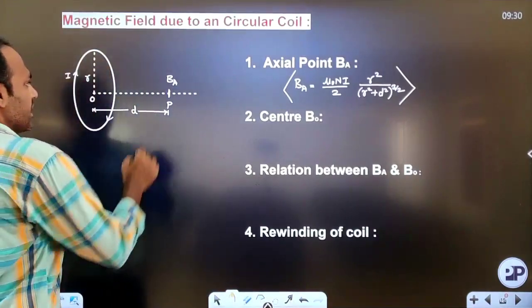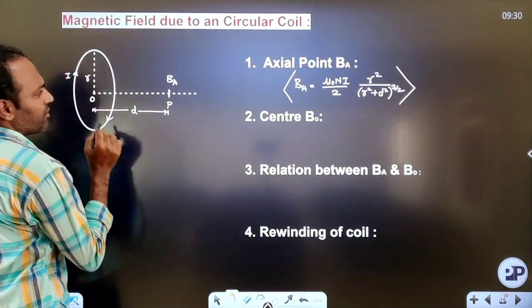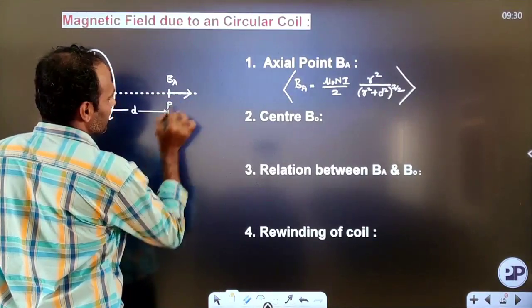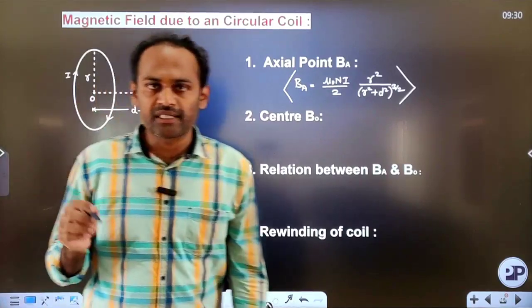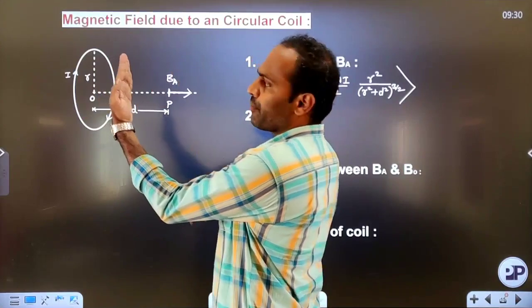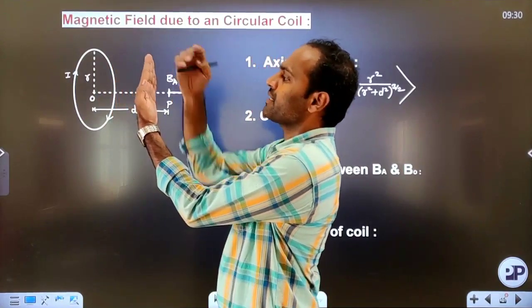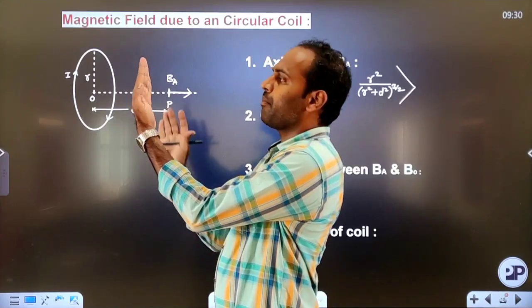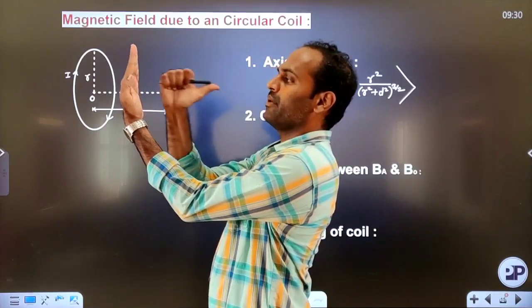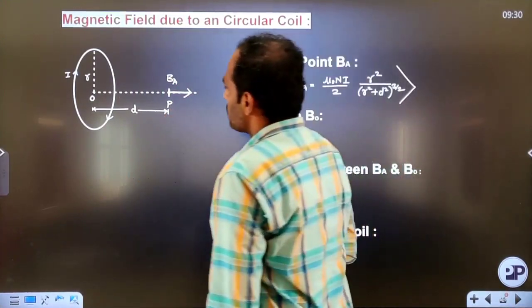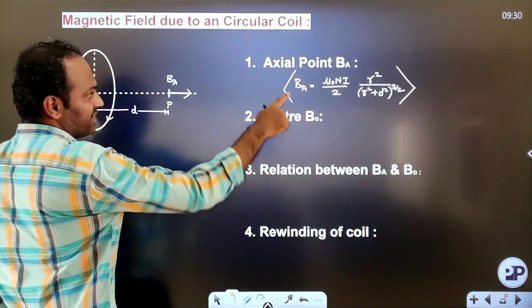Okay, next, see, in which direction will the magnetic field be at this axial point? It will be in this direction, right? This is the direction of that magnetic field. The circular coil is in this plane like this, so the field is perpendicular to the plane of the board. The current is flowing like this, in the anti-clockwise direction. So if I apply the right hand thumb rule, the magnetic field will be in this direction, right? Okay, so we got to know how much is the magnetic field at the axial point.